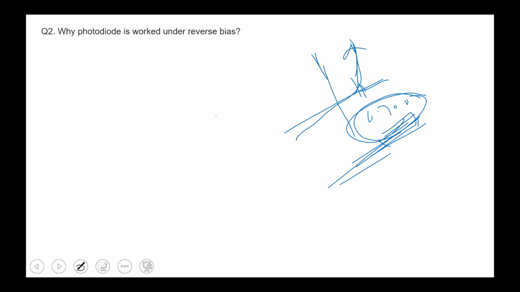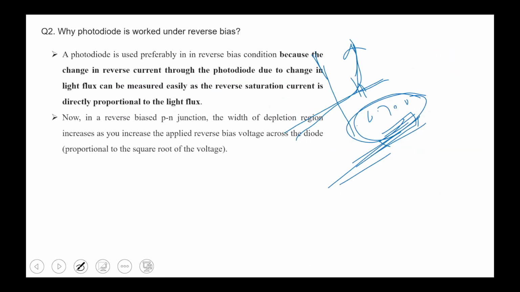So whatever that is, anything will be due to diffusion only. A photodiode is usually in the reverse bias condition, because the change in the reverse current through the photodiode due to the change in the light flux can be measured, as the reverse saturation current is directly proportional to light flux. Now in the reverse bias PN junction, the width of the depletion region is increased.